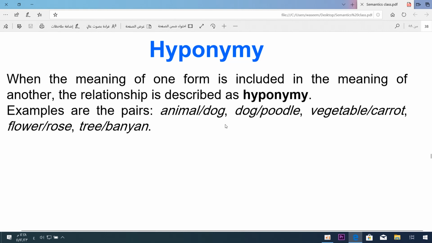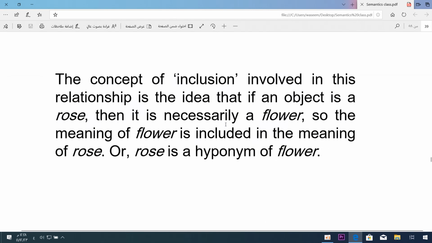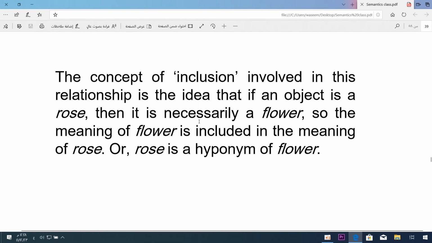The concept of inclusion involved in this relationship is the idea that if an object is a rose, then it is necessarily a flower. So the meaning of flower is included in the meaning of rose, or rose is a hyponym of flower. Another example, we have building and we have hospital, school, institution, university. All of them are hyponyms of the type building.